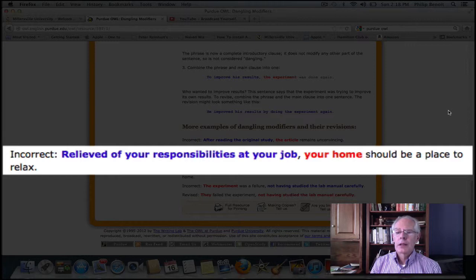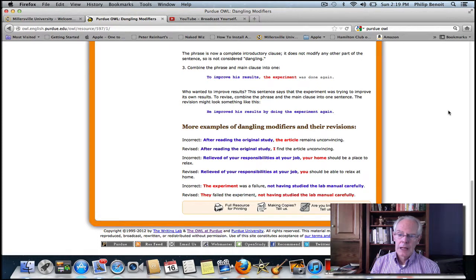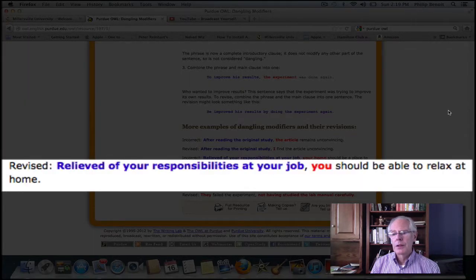An incorrect version here of a modifier that's trying to do something that is incorrect is, "Relieved of your responsibilities at your job, your home should be a place to relax." Your home was not relieved of responsibilities. So to revise that, you might say, "Relieved of your responsibilities at your job, you should be able to relax at home." That's clear, that's straightforward, that's understandable.